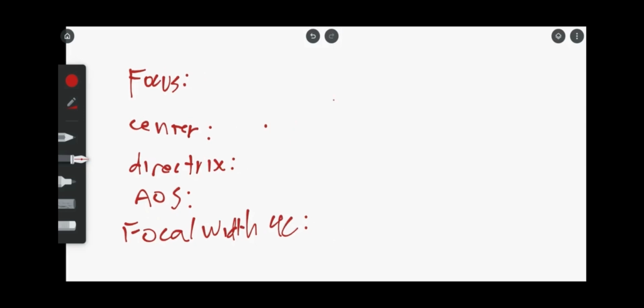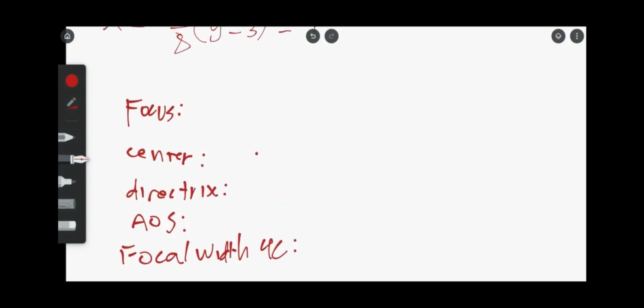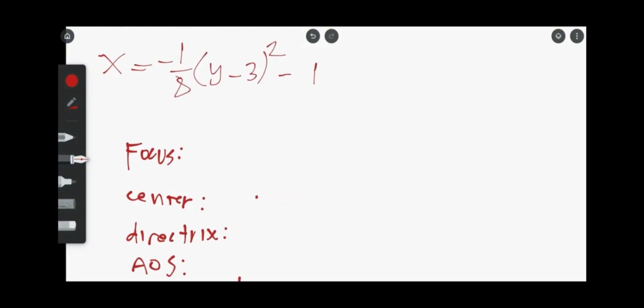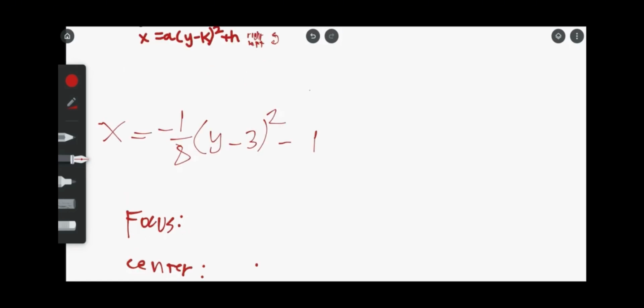Well, the center is going to be an easy one because you can remember that for any y equals equation, your h and k are in different positions. This one will be your h and this one will be your k. You just have to remember the relationship between h, k, x, and y. H will always go with x, and k will always go with y.